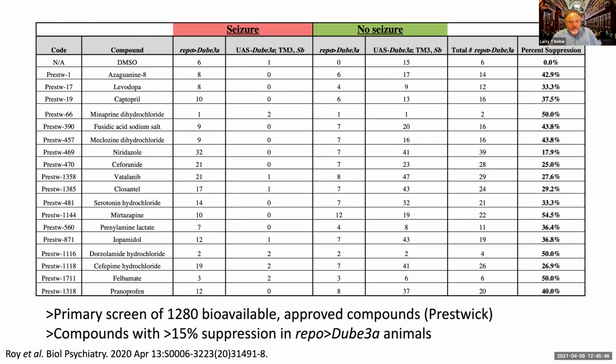So after we screened the 1,280 compounds, we found something around 18 compounds in the primary screen that showed at least 15% suppression in the repo driving UBE3A animals. And again, the way we did that is we separated the seizing and non-seizing flies, and then by looking at the genotypes of the animals, we were able to tell who was a repo driving UBE3A animal and who wasn't. From those, we identified some compounds that were of interest immediately. And that's because all three of these compounds are related to the serotonin pathway.